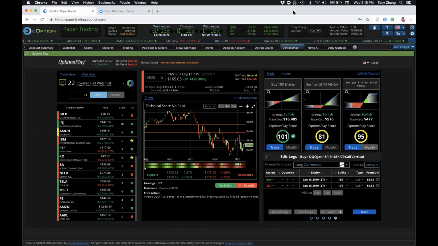This software is not eOption. This is your eOption platform, which includes OptionsPlay free of charge as part of that when you have a live account.